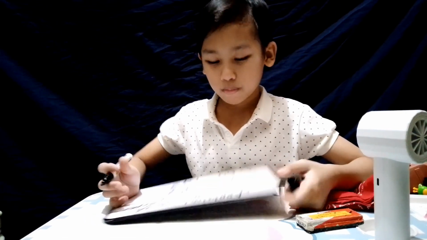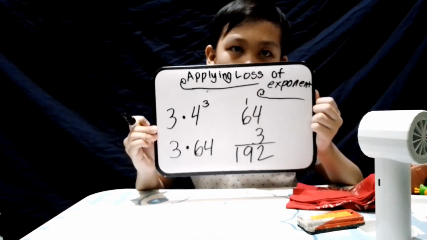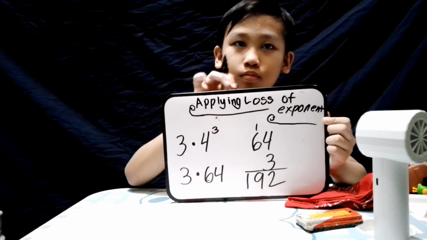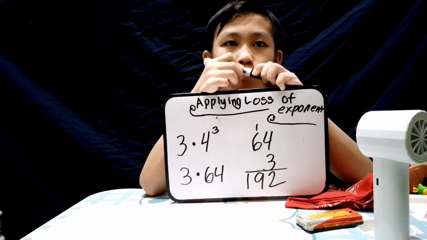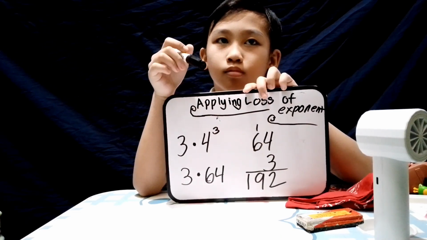The answer for number 1 is 192. You have to do 3 times 4 times 4 times 4. 4 cubed is equal to 64. Then you multiply it by 3 and you get 192. Very good.